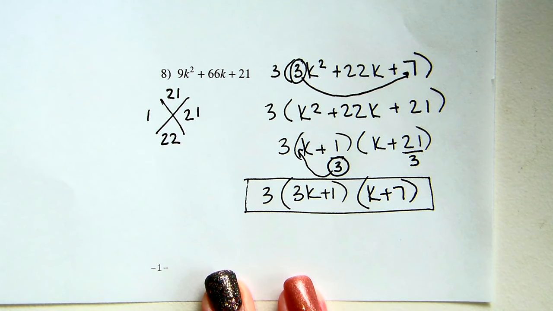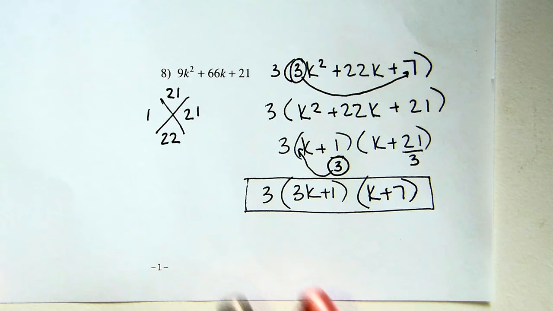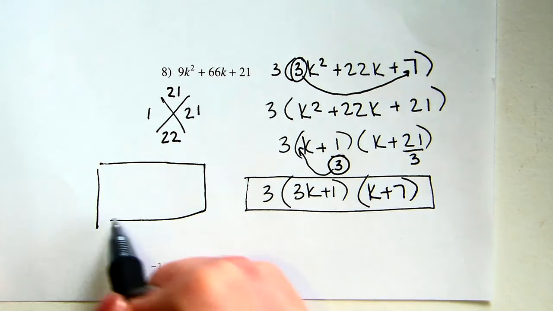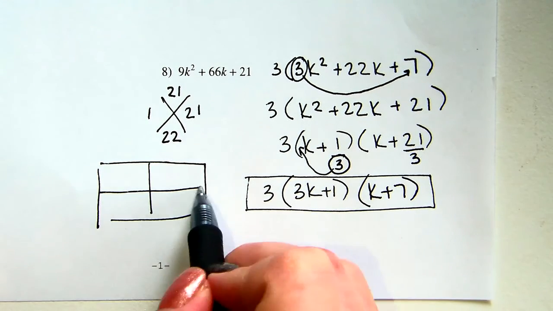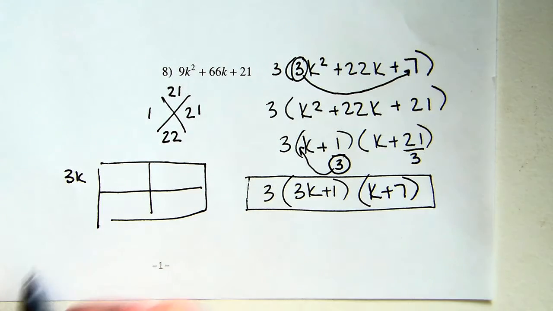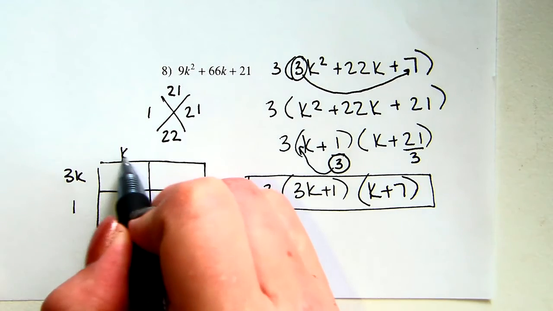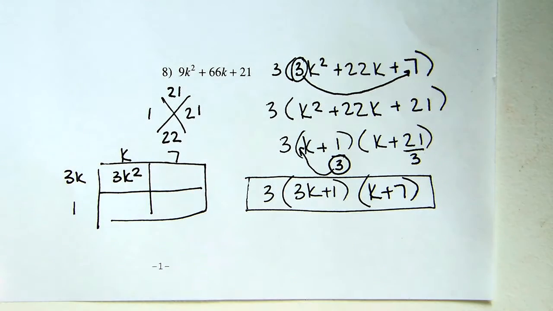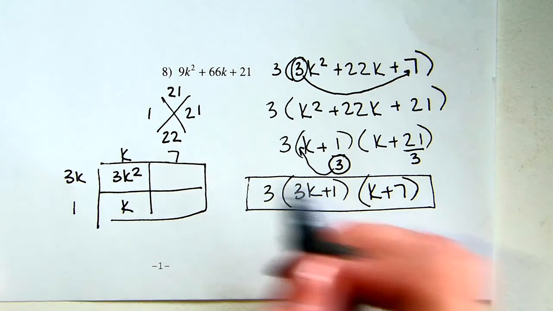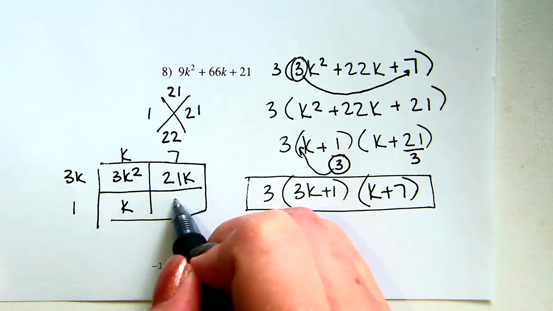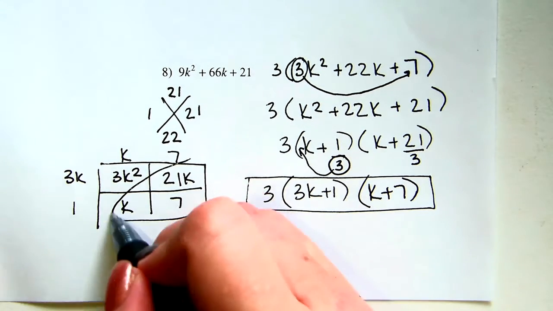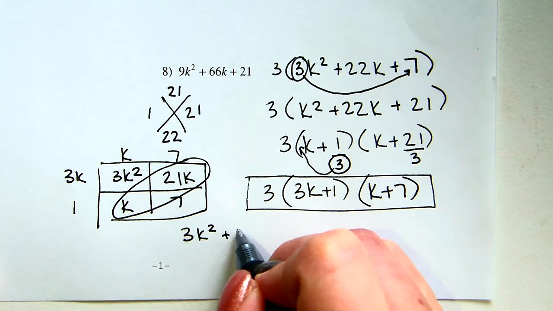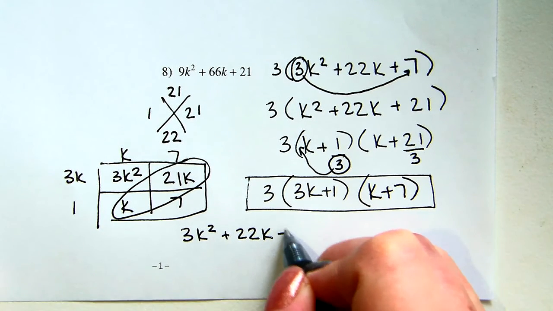Now we can check that just like we have with everything else. So we're going to set it up over on the side. My 3k, our 1, our k, and 7. We get 3k squared, 1k, 21k, and 7. Add these together in the middle, you get 3k squared plus 22k plus 7.